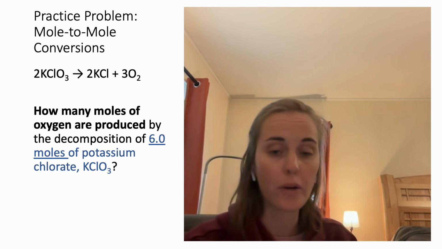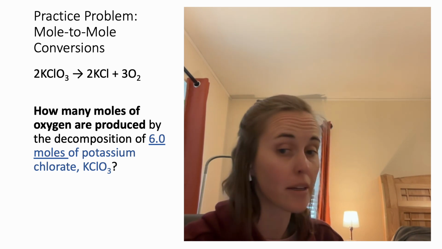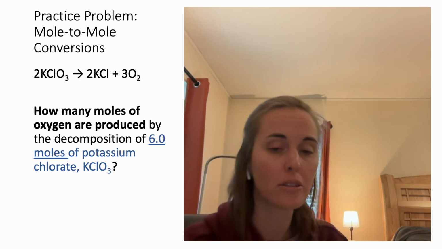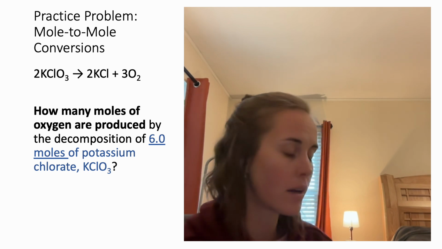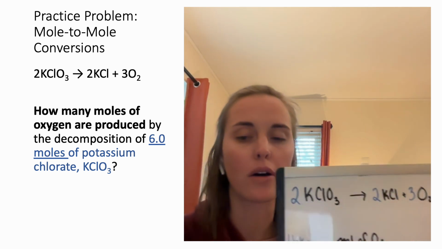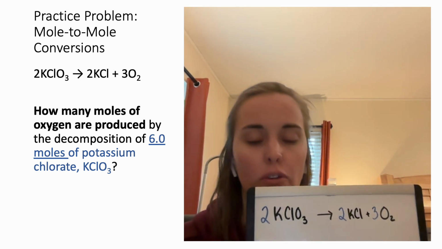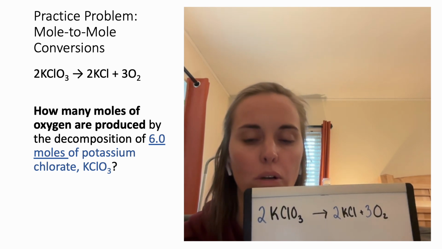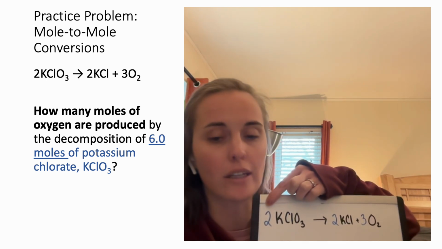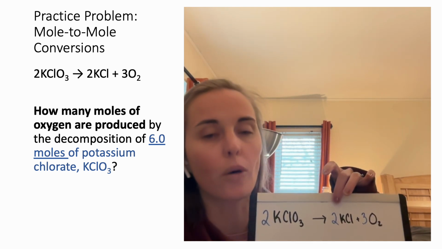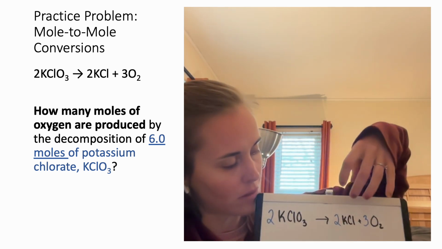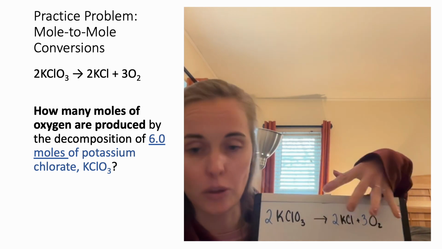We will do a practice problem going from mole to mole conversion. And I think you guys are really going to like these. So how many moles of oxygen are produced by the decomposition of 6 moles of potassium chlorate? What we are going to do for these is first write out our equation. If you have a paper, it'd be already there. But I wrote out the equation on the board, and I specifically did the coefficients in a different color because that's going to be important. Remember, the coefficients tell us how many moles of the compound or the element is in this equation.